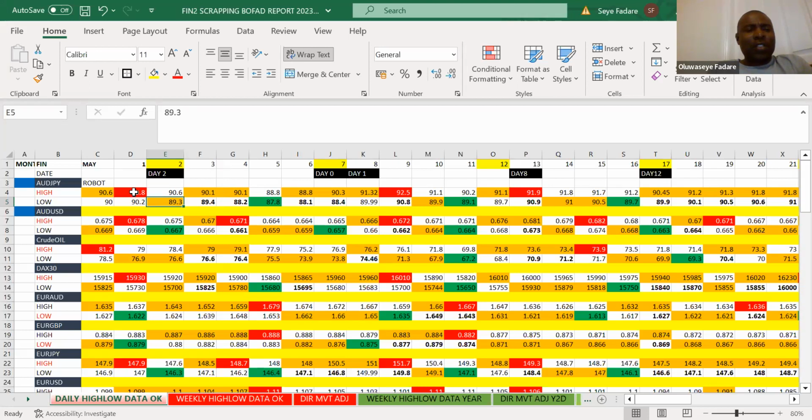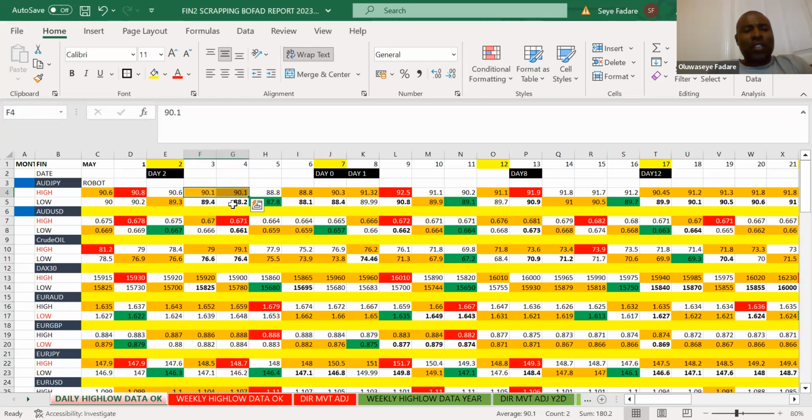This 90.8, the next day is 90.6, which is lower, so it moves automatically to low. Now we have 89.3 here, and here we have 89.4. Because 89.4 is higher than 89.3, it is not lower. Assuming it was lower, we would have colored it low. Because it's higher, it reverts back to the high. Now our high is 90.1, and our next day high is 90.1, which makes both of them the same.